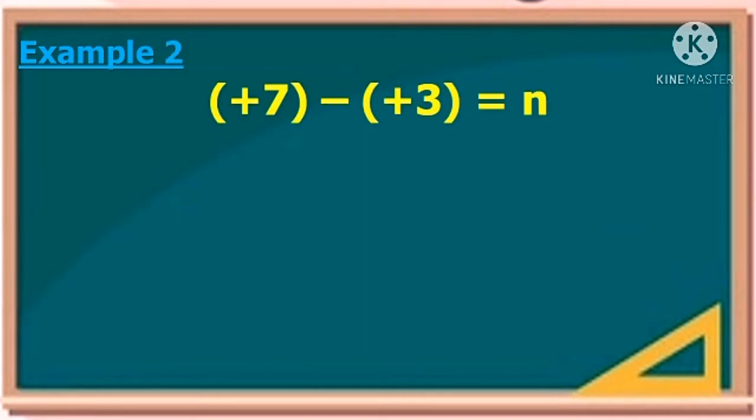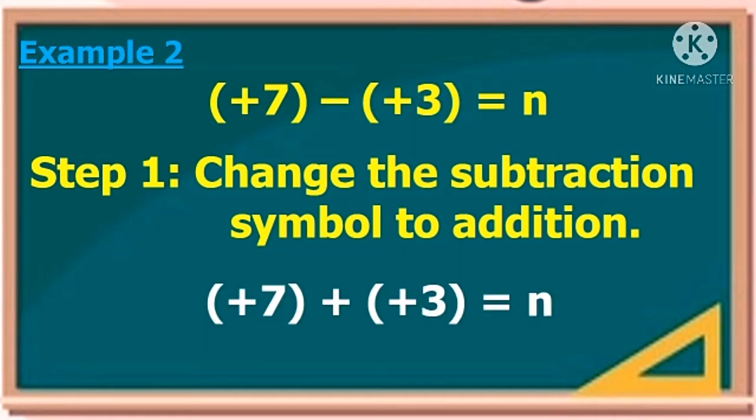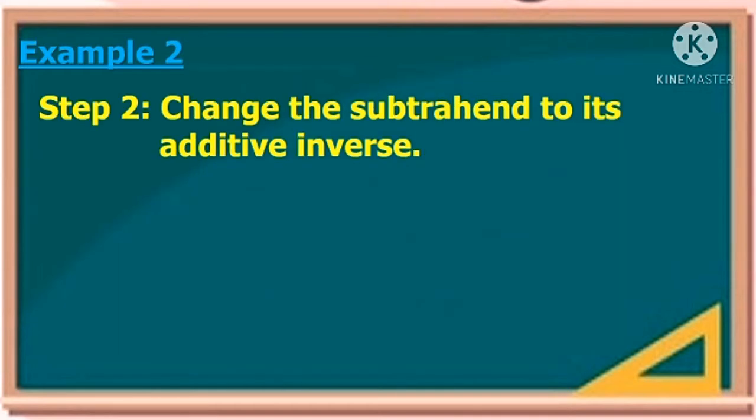Example number 2. Positive 7 minus positive 3 equals n. Step 1. Change the subtraction symbol to addition. We have positive 7 plus positive 3 equals n. Step 2. Change the subtrahend to its additive inverse.